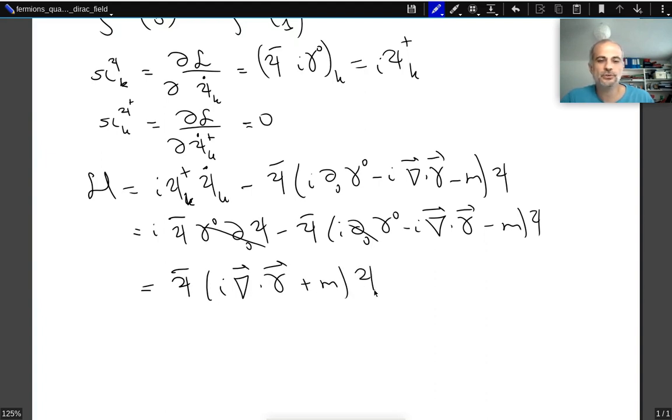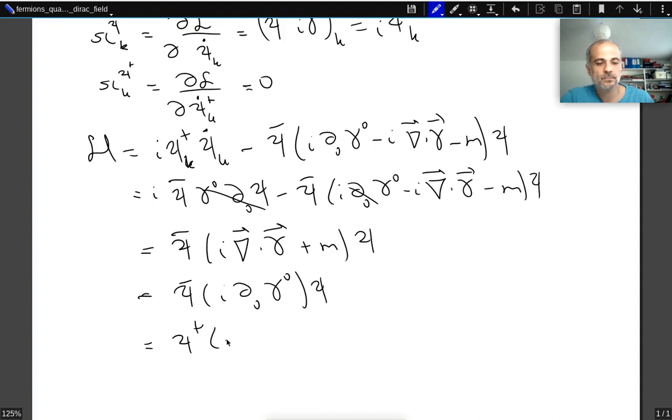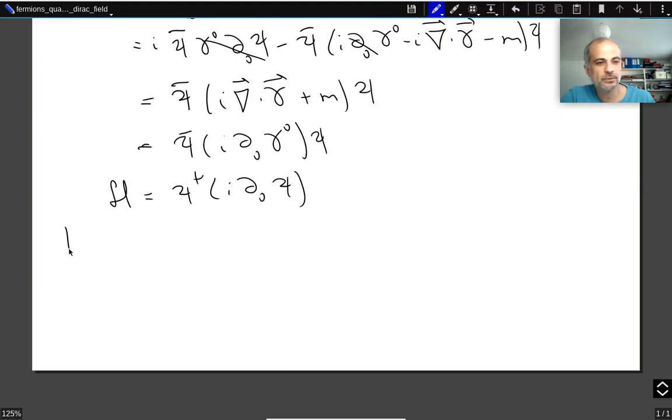And using the equation of motion for psi, we can also write this as psi bar i ∂_0 γ^0 psi, or psi dagger i ∂_0 psi. This is the Hamiltonian density. Now the energy of the system, which is the Hamiltonian, is just the integral d cubed x of the Hamiltonian density. Now we can just put the explicit expressions of this psi and psi dagger.